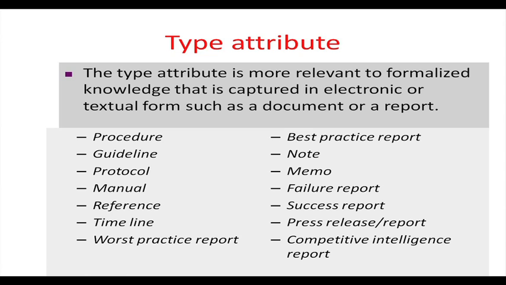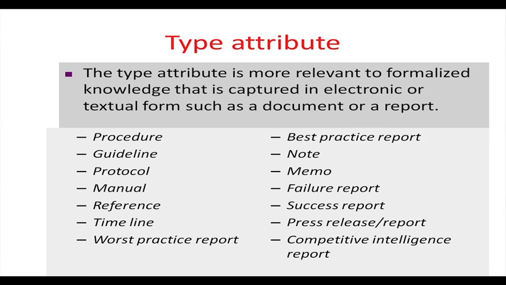Now, if you look at these different kinds of attributes, okay, you can see that this kind of knowledge is more codified, more formal, and it is captured in a very explicit form, okay, which could be electronic or textual. Electronic means that it is scanned and copied somewhere and kept over there, or it is available in digital form. Textual means that it is available in a document or report form. Now, guidelines, manuals, references, reports, notes, memos, okay, are available in a document or report form, right.